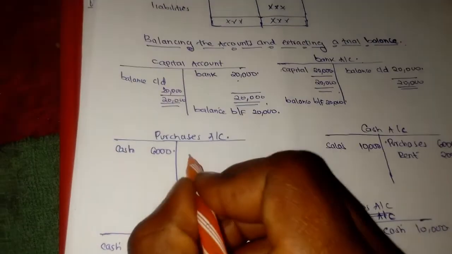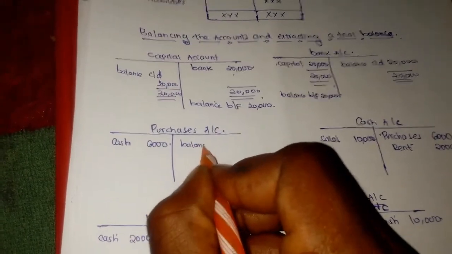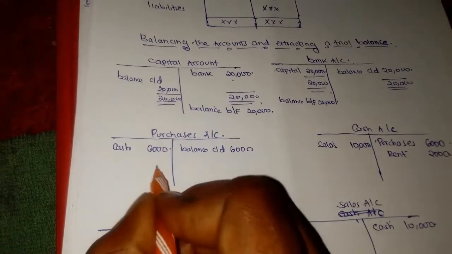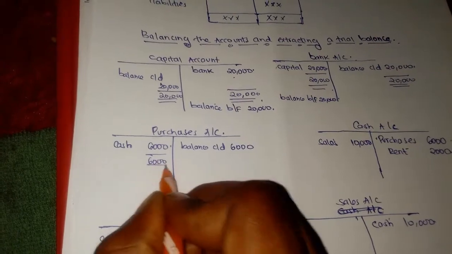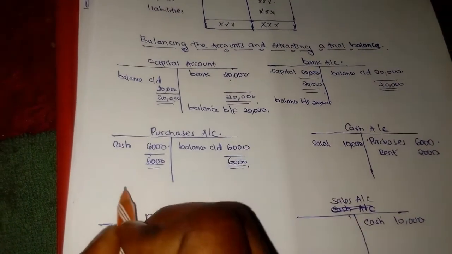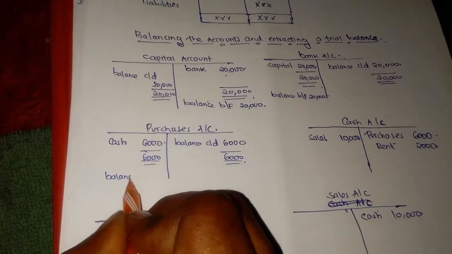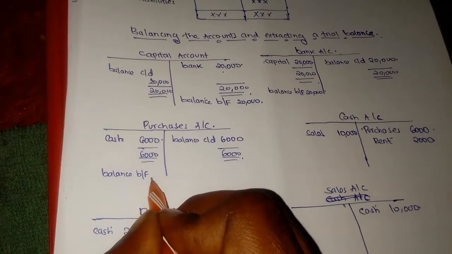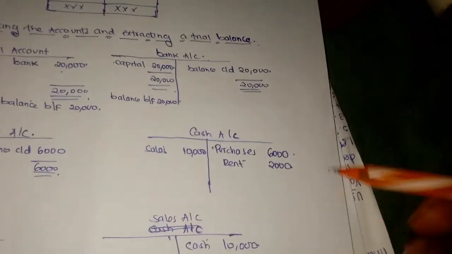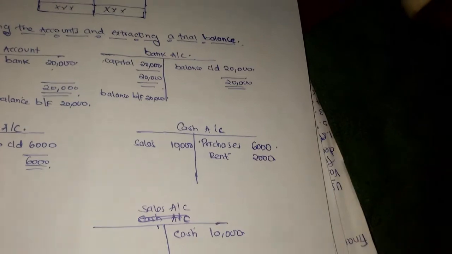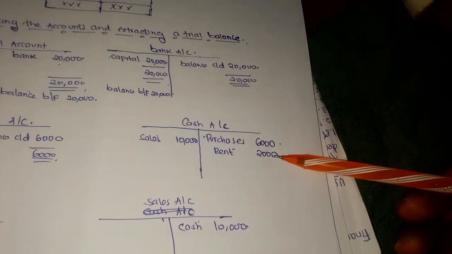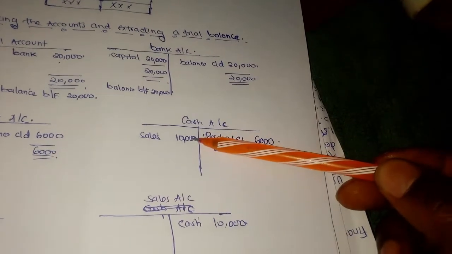Then the same applies to purchases. Balance carried down, which is 6,000. So if the balance comes to 6,000, then the same 6,000. So balance brought forward for the next accounting year will be 6,000. The same applies to cash. So about cash, 6,000, 2,000, and we have 10,000 on the debit side.